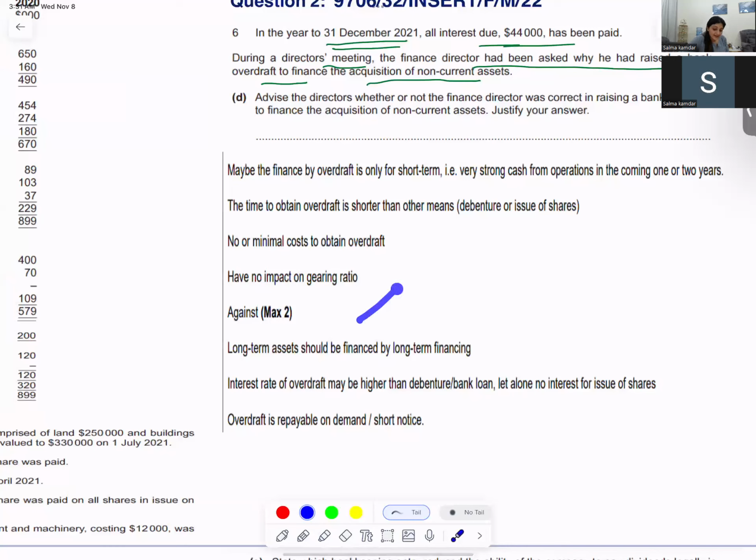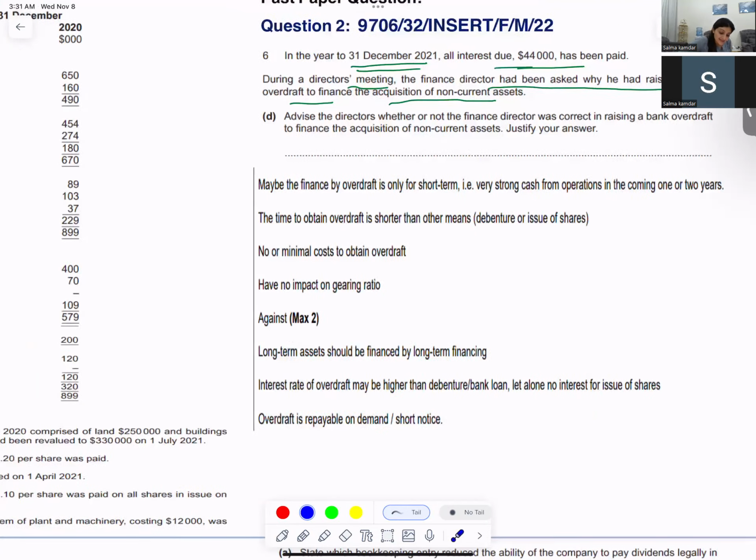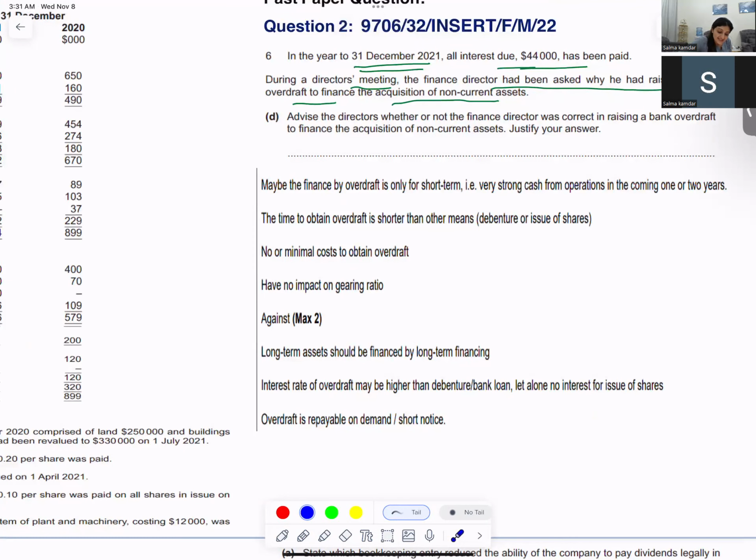The point against him taking a bank overdraft and buying too much of investment is that long-term assets should normally be financed by long-term financing. Interest rate on the overdraft may be higher than the debentures, so it will lead to a lot of interest payment. And also overdraft is repayable on demand. So advise the directors whether he was correct in raising bank overdraft.